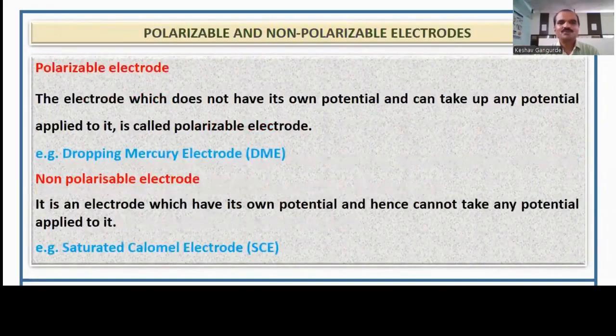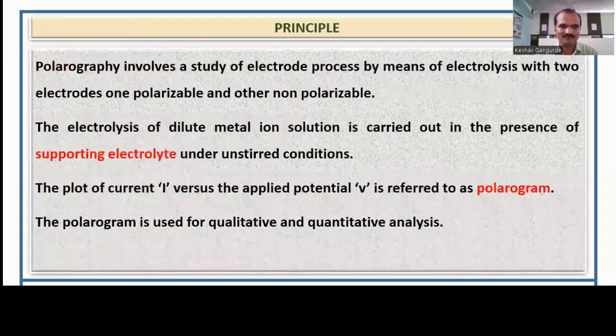The electrode which does not have its own potential and can take up any potential applied to it is called a polarizable electrode. The dropping mercury electrode, abbreviated as DME, is used as the polarizable electrode in polarography. The electrode which has its own potential and hence cannot take any potential applied to it is called a non-polarizable electrode. The saturated calomel electrode, abbreviated as SCE, is used as the non-polarizable electrode in polarography.